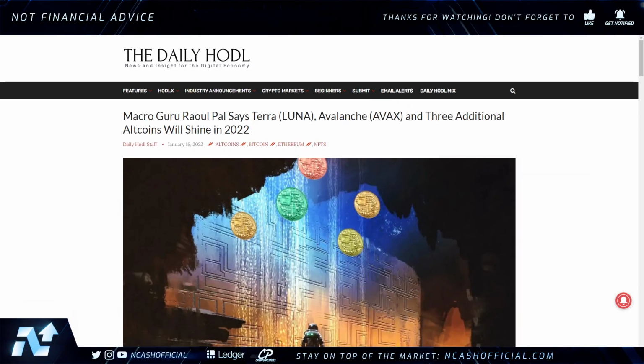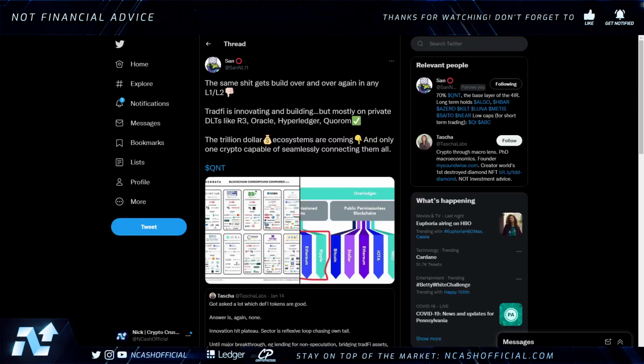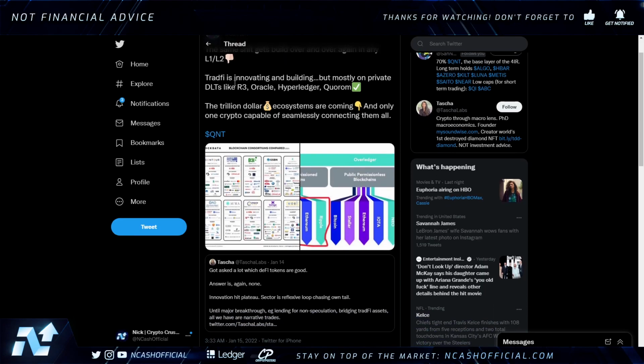I've discussed this to you guys on a day-to-day basis. We see over here, the same things get built over and over again, in any layer 1, layer 2. Traditional finance is innovating and building, but mostly on private DLTs like R3, Oracle, Hyperledger, Quorum. The trillion-dollar ecosystems are coming, and only one crypto is capable of seamlessly connecting them all. What asset is that? QNT.